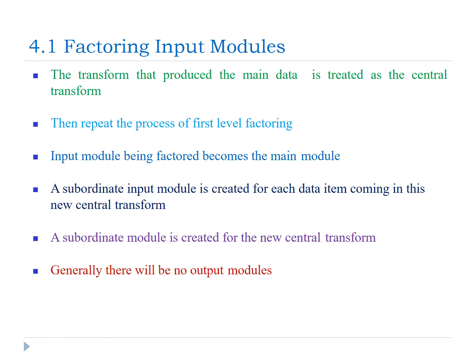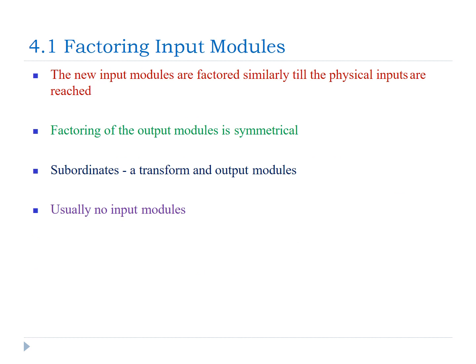Now look at factoring input modules. The transform that produces the main data is treated as a central transform. Then repeat the process of first level factoring. The input module being factored becomes the main module. A subordinate input module is created for each data item coming into this new central transform. A subordinate module is created for the new central transform. Generally, there will be no output module while factoring input modules. The new input modules are factored similarly till the physical inputs are reached.